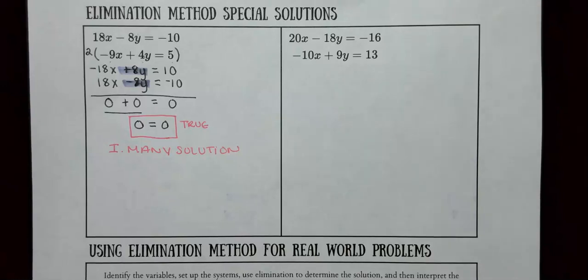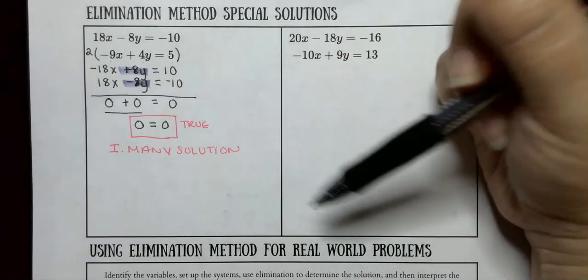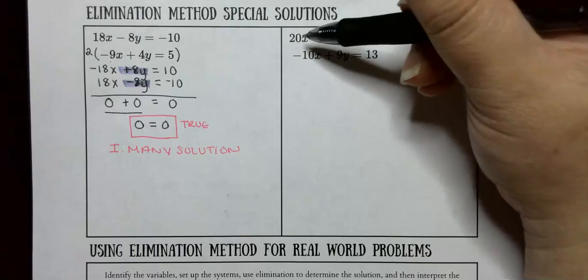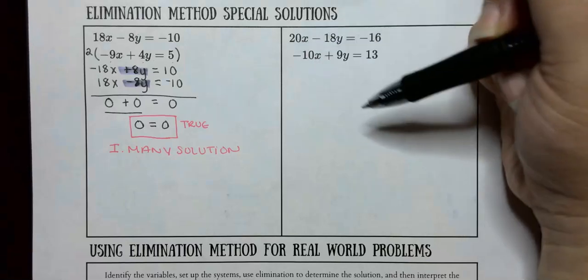So let's look at the other special solution. The other special solution is when it's not true. So let's look at this one right here. Notice that your 20 and your 10 are not the same, but they do have opposite signs.